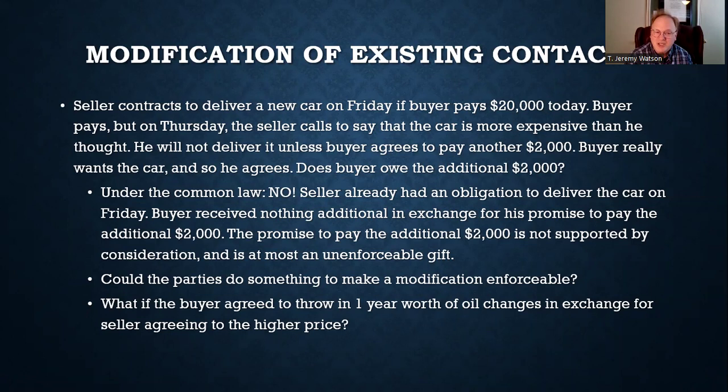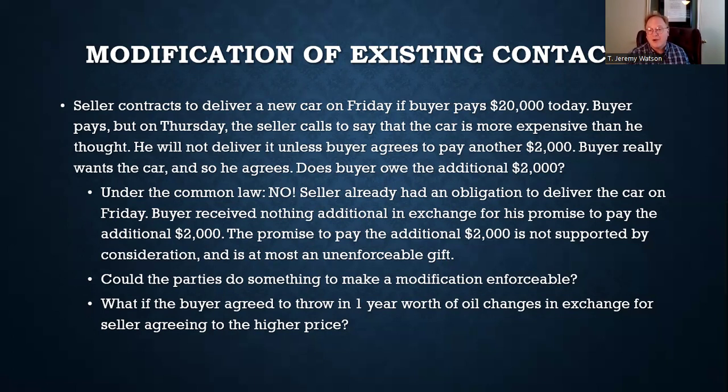Do we have a valid, enforceable modification of the contract? The answer under the common law is no. No, because the seller already had an existing obligation to deliver the car on Friday. The buyer was already entitled to receive a car on Friday. So in this attempt to modify the contract, the buyer is going to give the seller an extra $2,000, but the seller is not delivering anything new. Buyer is not getting anything additional. The promise to pay the extra $2,000 is not supported by independent consideration. And as a result, that modification is not enforceable. It is an unenforceable promise to make a gift. So what would happen?